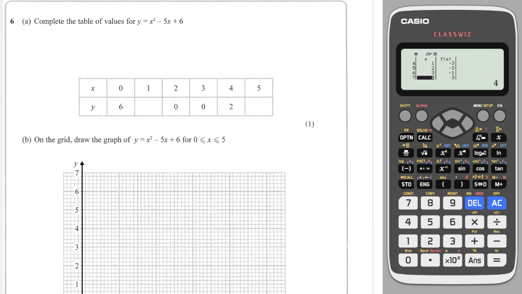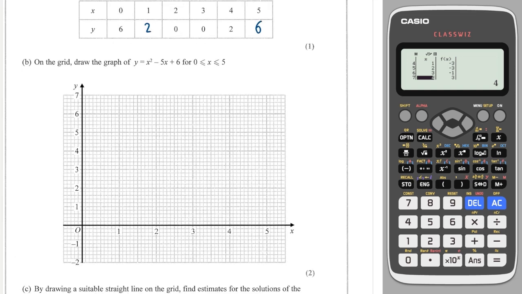Okay, next question is very similar. So I might just skip through this first part. 1 squared minus 5 plus 6 is the same as 2. And then over here we're going to get 25 minus 25 plus 6 is 6. So sketching that is going to give me 0, 6, 1, 2, 2, 0, 3, 0, 4, 2, and 5, 6.